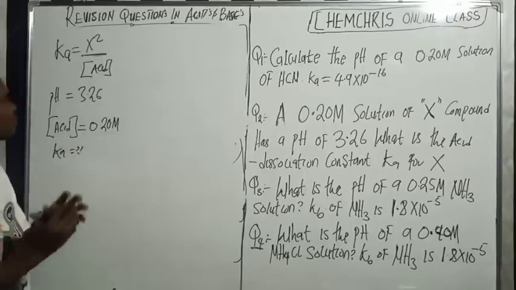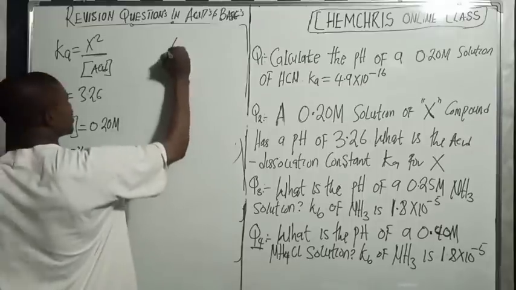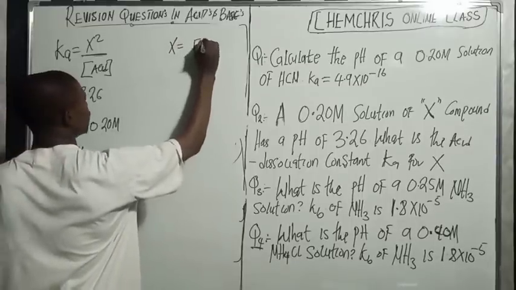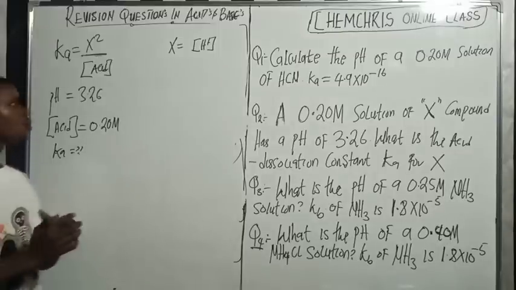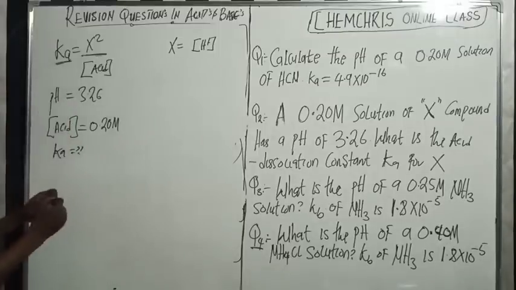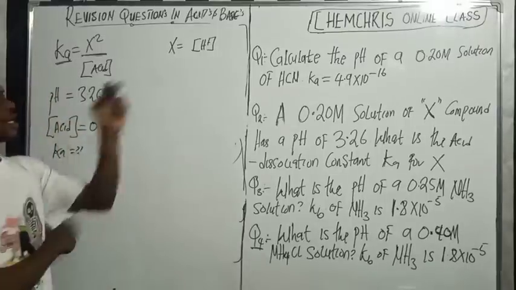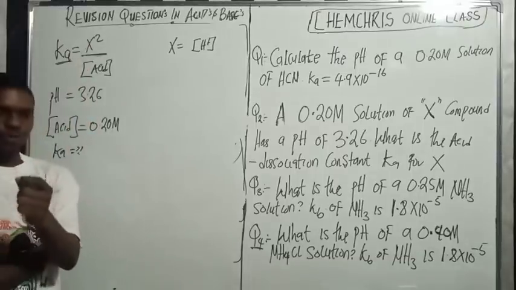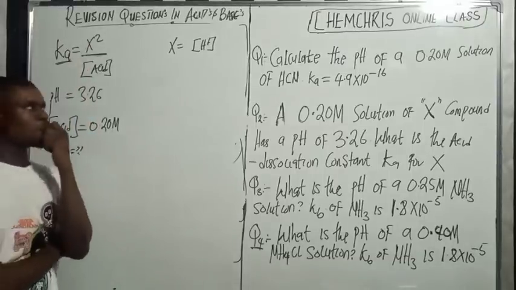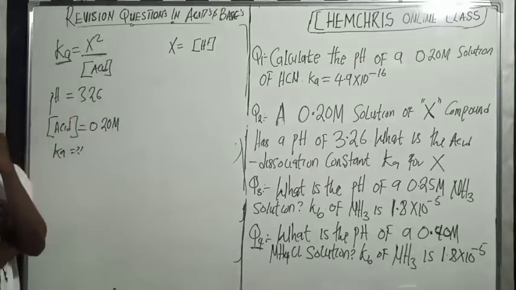Remember, X is equal to the concentration of H plus, right? So for me to find Ka, I need to find the concentration of H plus. If I can solve for the H plus concentration, then I can input it here and get my answer. But the question gave me the pH, right?